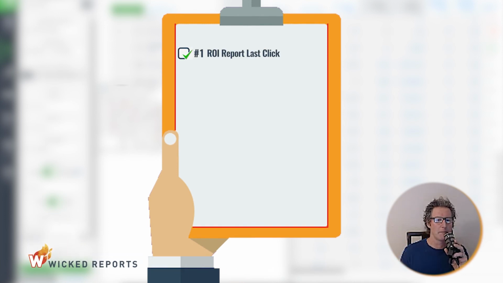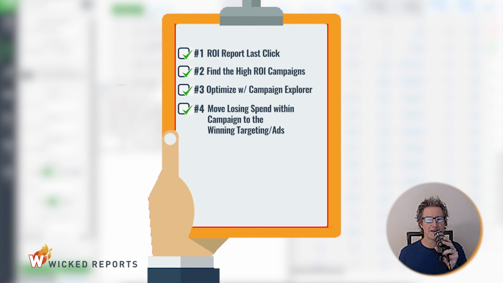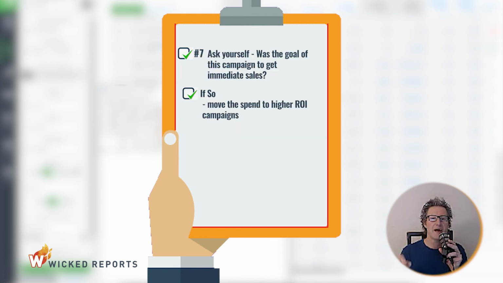You go to the ROI report and choose last click. Find the high ROI campaigns. Dive into them with the Campaign Explorer. Move the losing spend within the campaign to the winning targeting and ads. Repeat for all the high ROI campaigns. Find the low ROI campaigns. If the goal of that campaign was to get clicks that bought right away, then cancel those campaigns and move the spend to the high ROI campaigns.